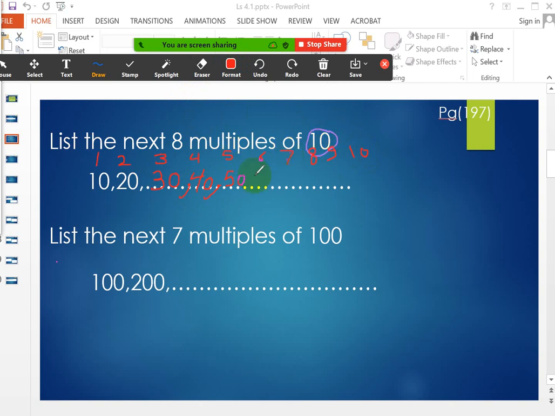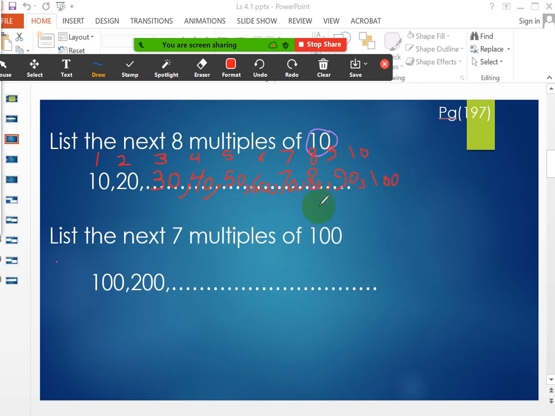So now, after 50, I have 60, I have 70, I have 80, very easy. I have 90. Now let's count. 1, 2, 3, 4, 5, 6, 7. Still 1. After 90, I have 10 multiply 10 equals 100.